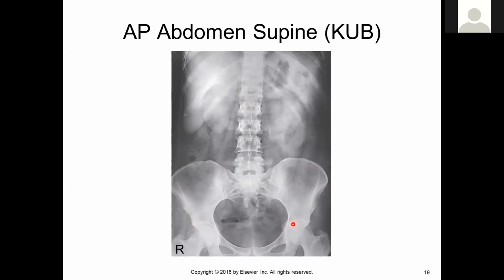As long as they look equal, it indicates there's no rotation. We have a digital marker instead of a lead marker. Lead marker would be better. Pubic symphysis. These are the obturator foramina, and they look equal. That also indicates no rotation.